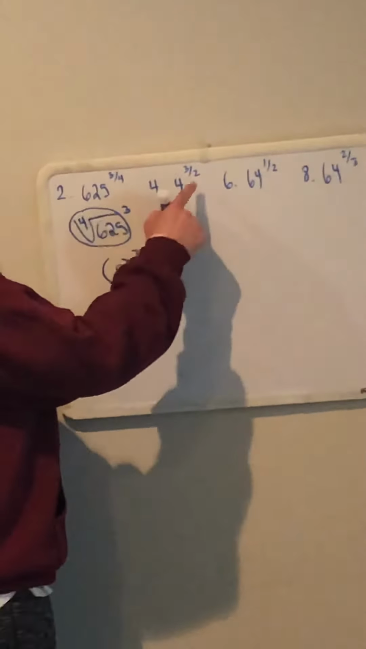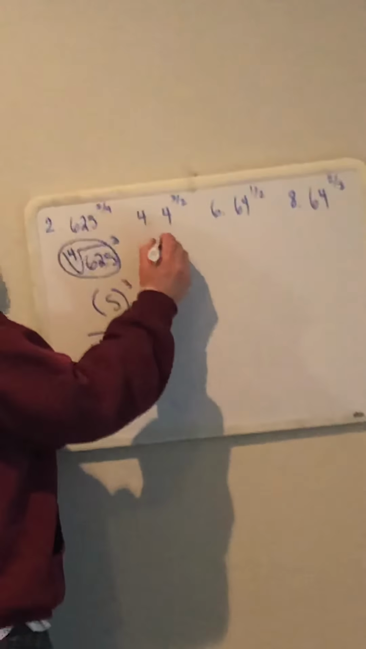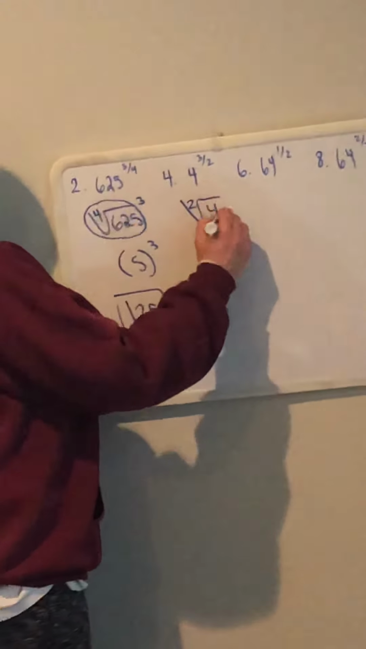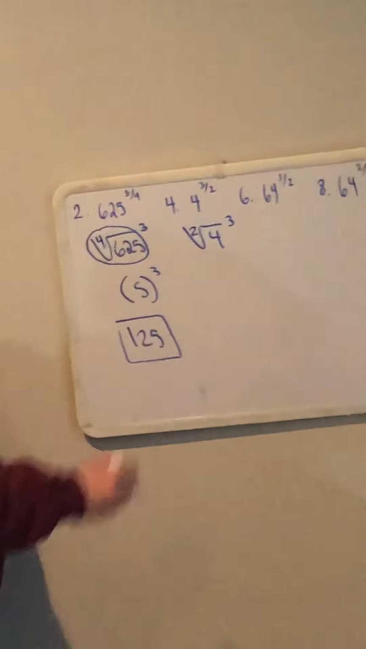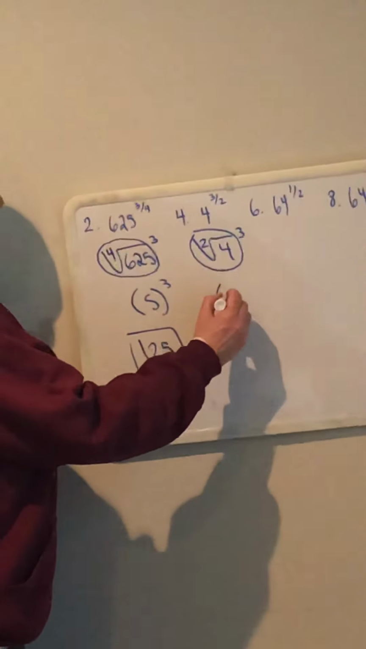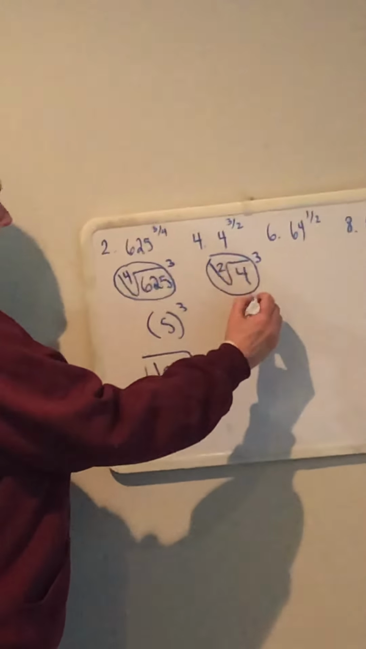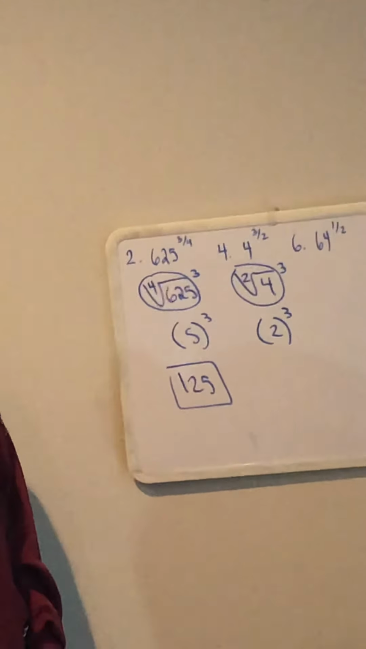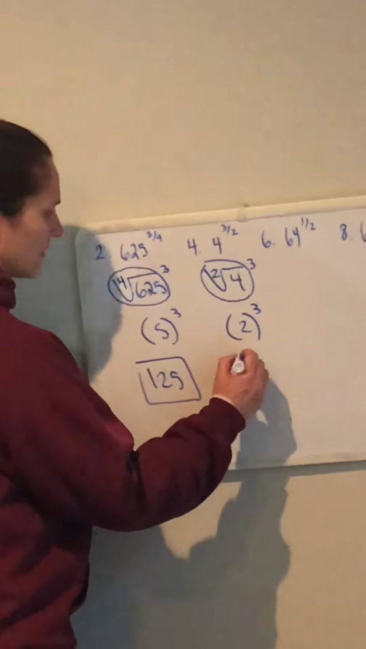Number 4. 4 to the 3/2 means the square root of 4 to the 3rd. Doing the root first, the square root of 4 is 2, and then raise that to the 3rd power. 2 to the 3rd is 8.